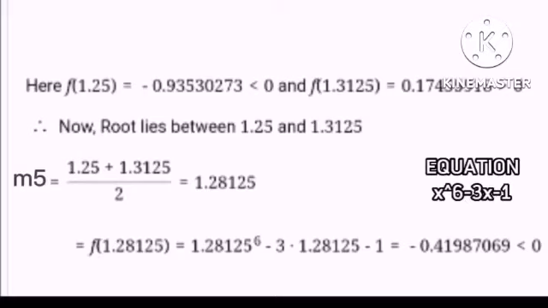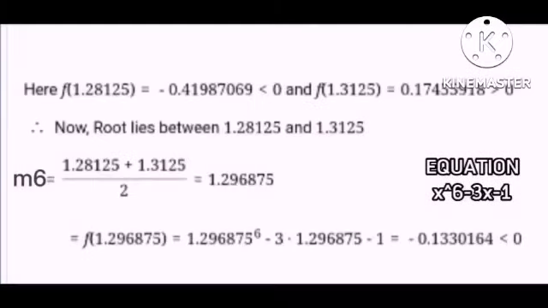From our substitution, at our bottom part, we have the result, which is negative 0.4198769, which is less than 0. For our sixth approximation, the root lies between 1.28125 and 1.3125. M sub 6 equals 1.28125 plus 1.3125 all over 2, which is equal to 1.296875.